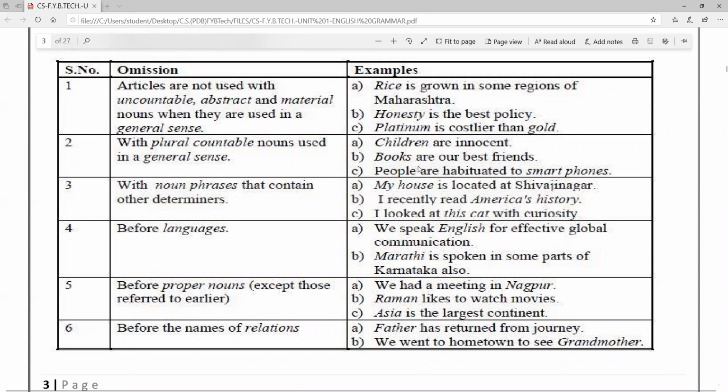Then second one is books are our best friends. So this is also the phrase which applies to all the world. Books are our best friends.